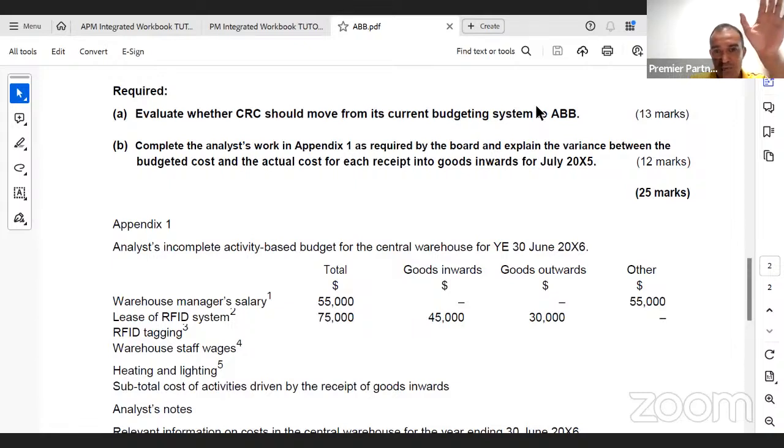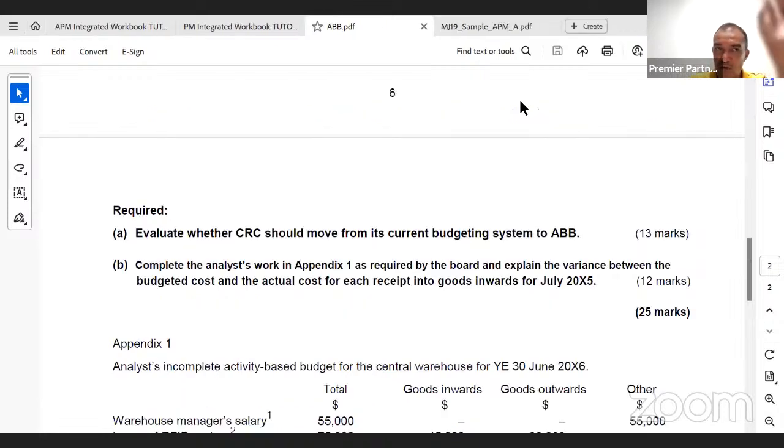Evaluate whether CRC should move from its current budgeting system to ABB. You know the word evaluate. I'll give you 3 minutes. I want you to give me the subtopics under which you will put your answer. Can you quickly do that for me? What are the subtopics under which you are going to write the answer for this question? Just put it on the WhatsApp. Let's see what and what you're putting. This question, your answer under what subtopics? Quickly do that.